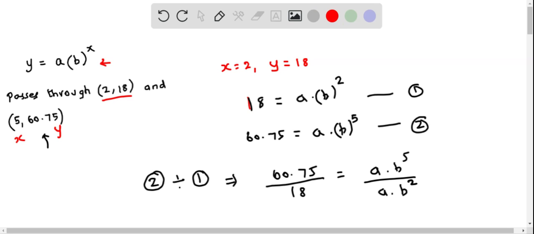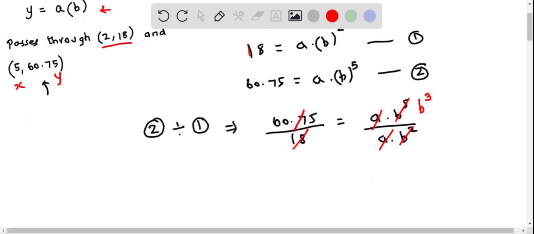Now we can cancel these a's, and we know from the exponent class we can simplify this b power 5 divided by b power 2, and this will get reduced to b cube. So we just have to subtract the powers. So we can plug this into the calculator, and when we do that, we get 60.75 divided by 18 equals 3.375.